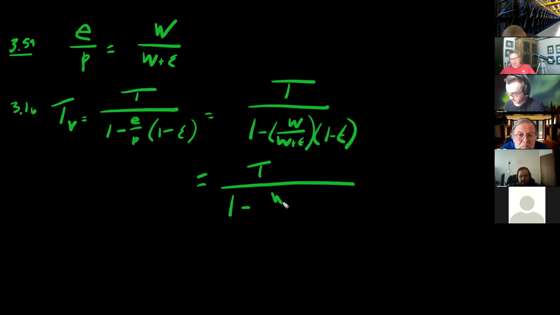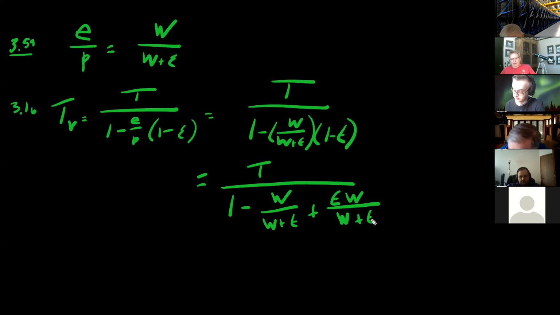So I get W over W plus epsilon, minus a minus, so it's plus, epsilon W all over W plus epsilon. What do I have in both of these fractions? I have W plus epsilon. You get a common denominator, so you can combine them. Can I combine this guy too? Yes, you can convert it to 1 plus epsilon over 1 plus epsilon.